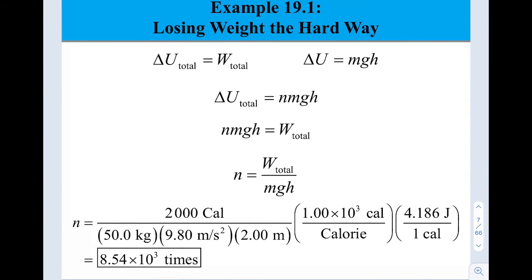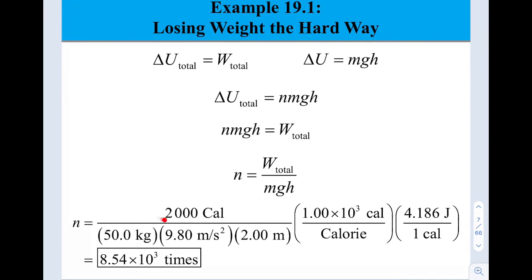So as we know, delta U total is equivalent to W total. And delta U is equivalent to mgh, because the student right now is lifting up the barbell. So now delta U must be equivalent to mgh times the number of repetitions n, where delta U is equivalent to W total. So the number of repetitions must be W total divided by mgh.